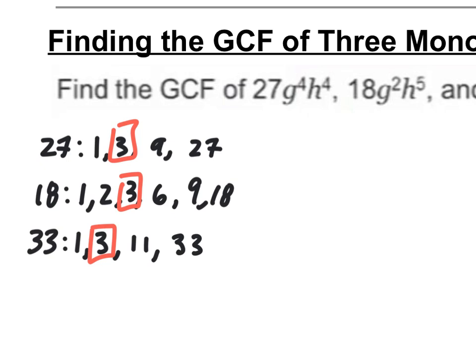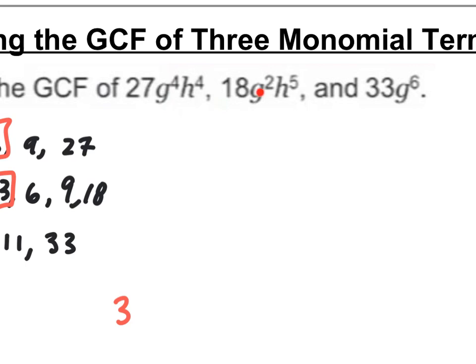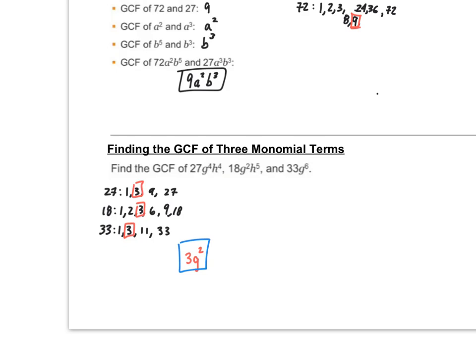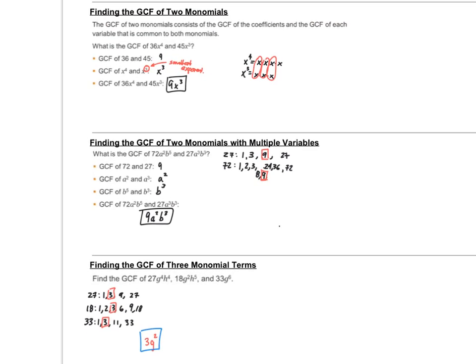So out of those numbers, we've got 3. Now, the smallest g term with an exponent is going to be g squared. So 3 and then g squared, you can factor that out. But because this doesn't have an h term, we don't include an h in our greatest common factor. So this is our answer. So this should be a review for you. But we just want to make sure that you can look at numbers and find out what the common factors of each of those are.